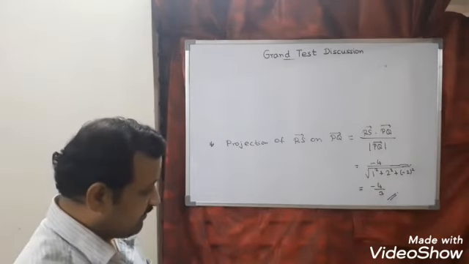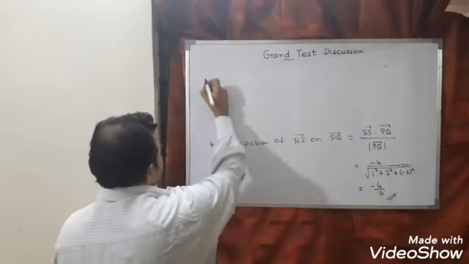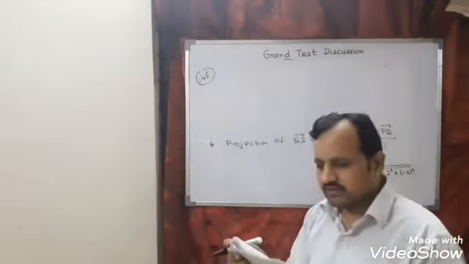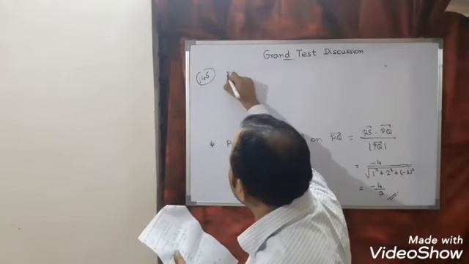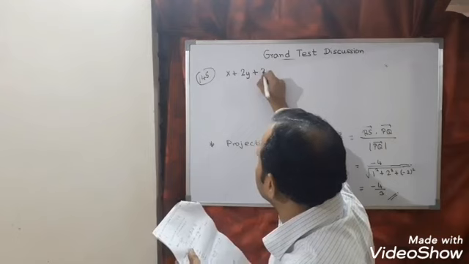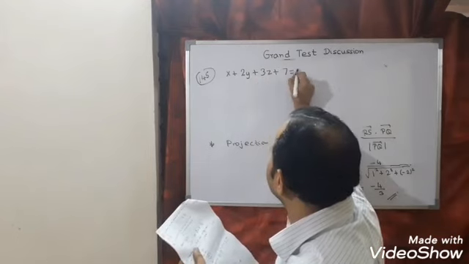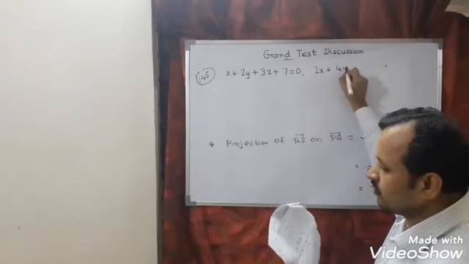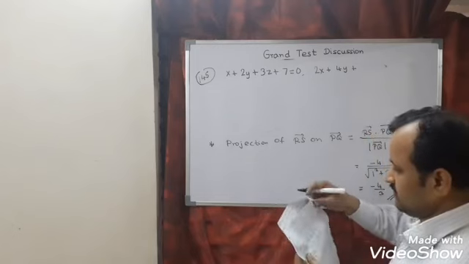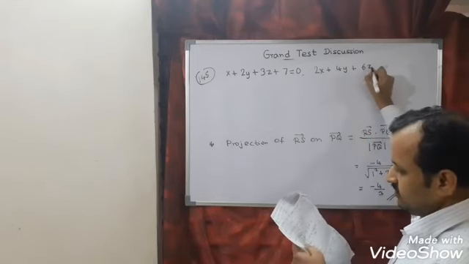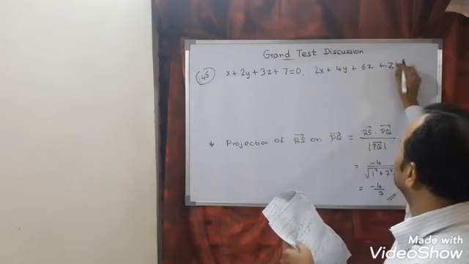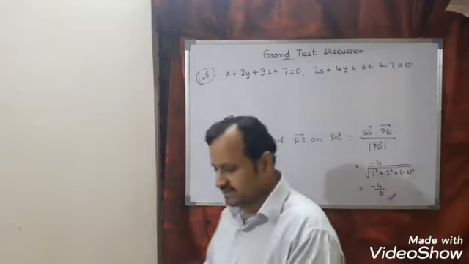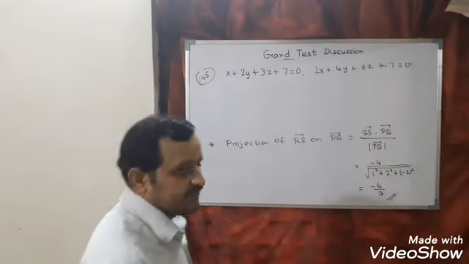So question number 145 is, the distance between the planes. So given is x plus 2y plus 3z plus 7 is equal to 0. One more plane is given, 2x plus 4y plus 6z plus 7 is equal to 0. Question is distance between the planes.